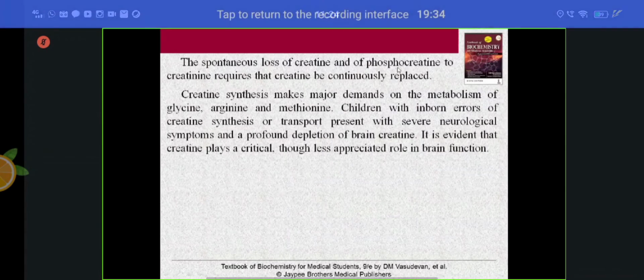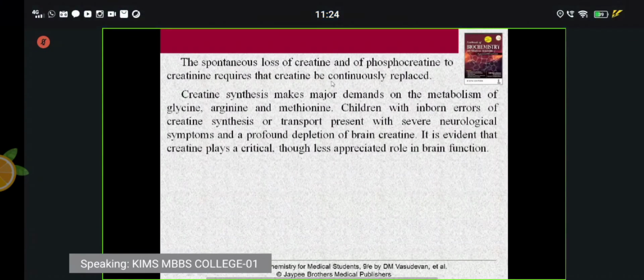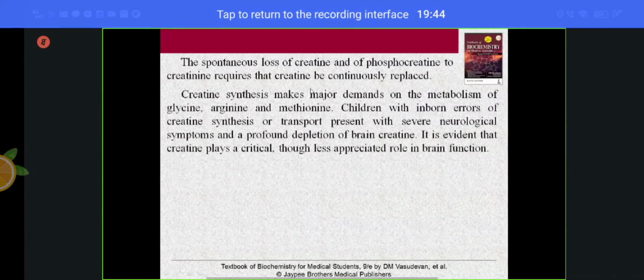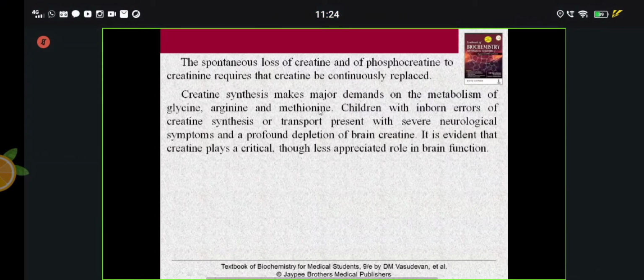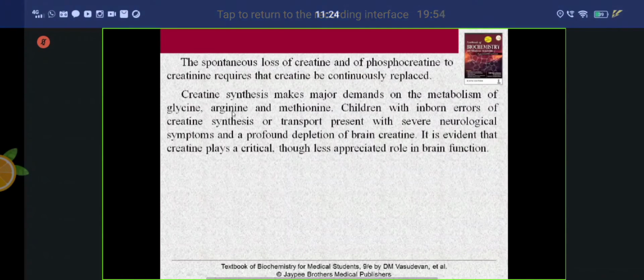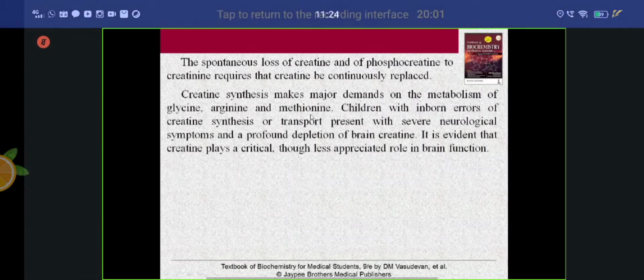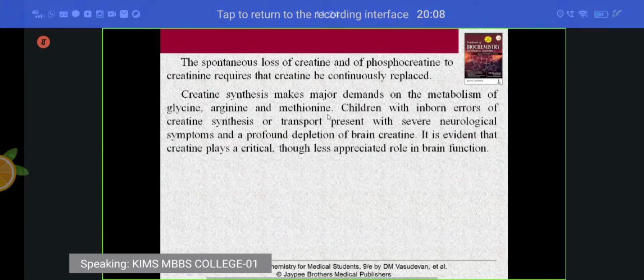So the spontaneous loss of creatine, and the phosphocreatine to creatinine conversion, requires that creatine is spontaneously replaced. So creatine has to be synthesized so that creatinine can be formed. Creatine synthesis makes major demands on the metabolism of glycine, arginine, and methionine. This is a very important MCQ question. Creatine is formed from which amino acids? Glycine, arginine, methionine. All of you remember, okay? Remember it as MAG, or GAME, you can also remember it like this. Glycine, arginine, and methionine.